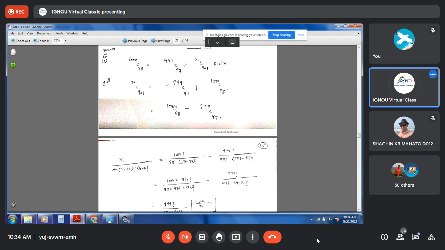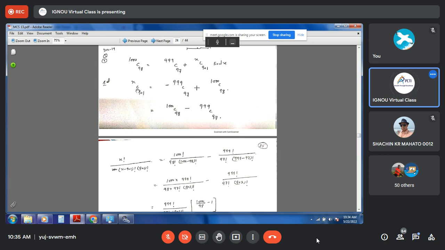xC901 is equal to 1000C98 minus 999C97. We say the calculations are too big. How will you calculate? We will use the basic concepts to calculate. Simply from the given, we keep x on one side and the remaining on the other side, like in algebra. We have to calculate the value of x.